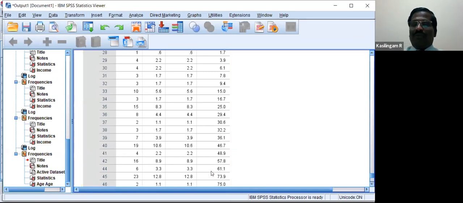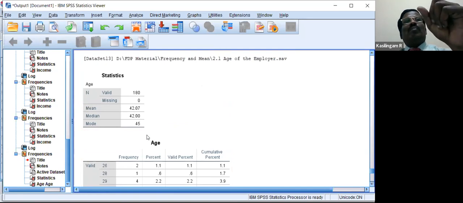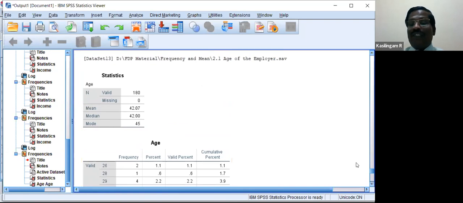Mean is average. Next is the mode. Now let us look at the mode. Mode is 45. So what do you mean by mode 45? Where there is a maximum number of people. Which number occurs more number of times? Or at which age are more number of people there? So now it is 45.